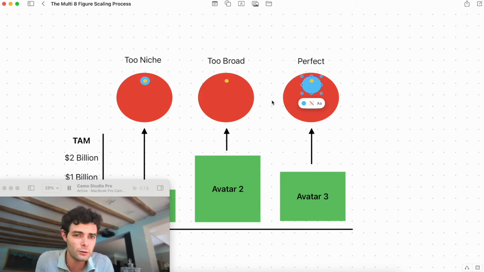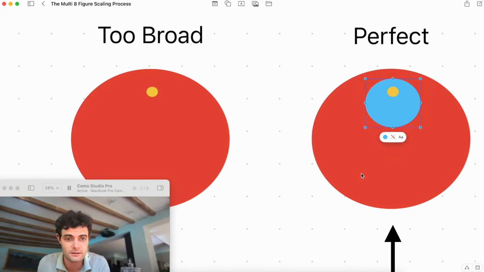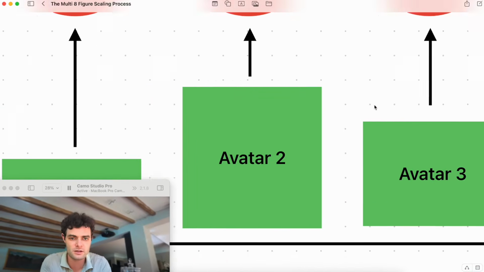Is this the only thing that you need to think about, the avatar? No, because you can also go after a super broad avatar, but because of the way that you're positioning your product, the marketing angle that you're positioning it with, it's still creating a blue ocean offer instead of a red ocean offer, right? Blue ocean meaning that it's less competitive. So this is super, super important.